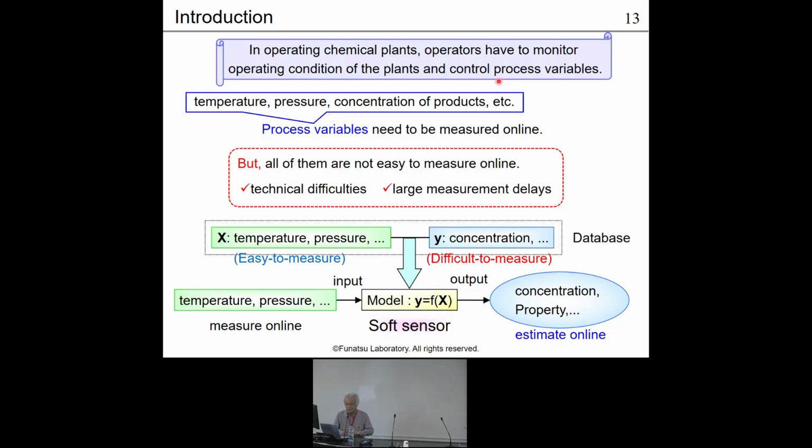And soft sensors are inferential models constructed between easy-to-measure variables X, such as temperature and pressure, and difficult-to-measure variable Y, such as concentration of a property that is difficult to measure online. By inputting temperature and pressure variables into the soft sensor model, the soft sensor can estimate property concentration online with high accuracy. So we can get and use the predicted value for process control in real time. So a soft sensor is a very convenient tool in the chemical industry.